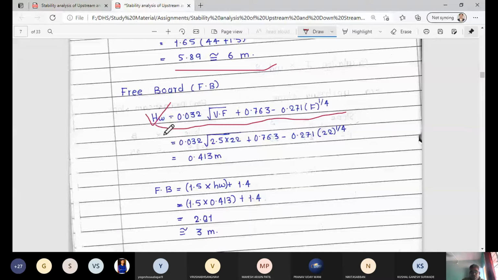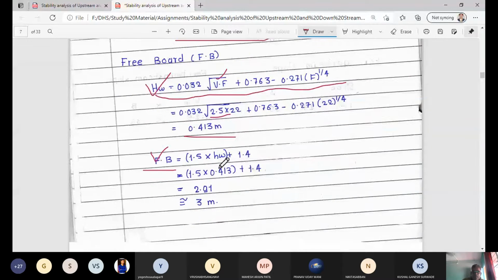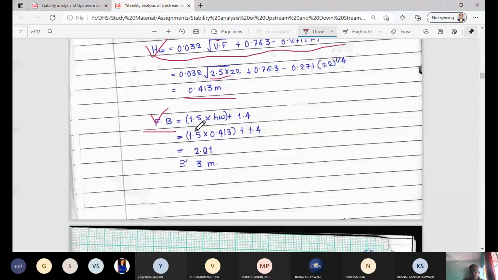So see here the next step. You have to utilize these equations: 0.032 root of V into F plus 0.763 minus 2.7. This wind velocity again depends upon the height, that is, at what location the dam is located. Then substitute these values, and you will get the value for HW, which is now 0.413. By using this, you find out the freeboard: 1.5 into HW plus 1.4. So now 3 meters is sufficient.